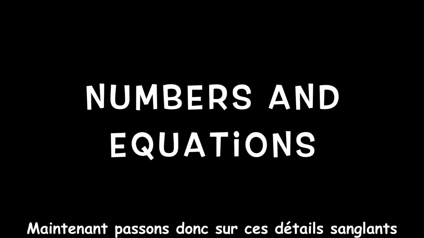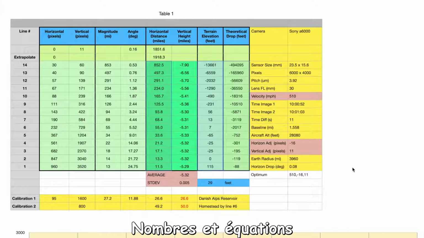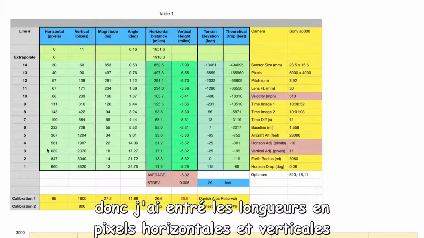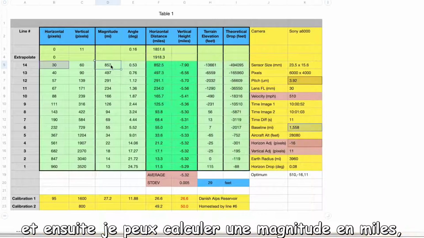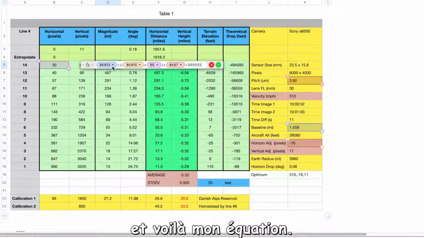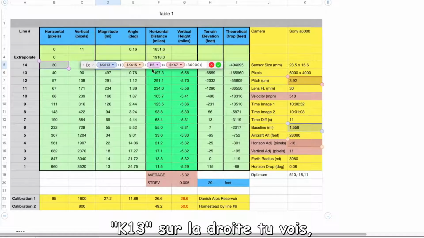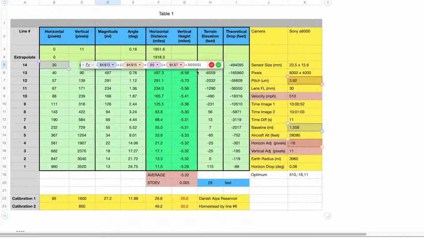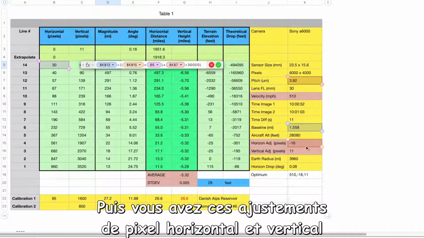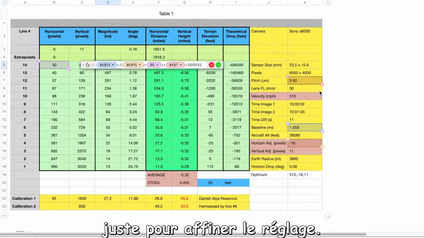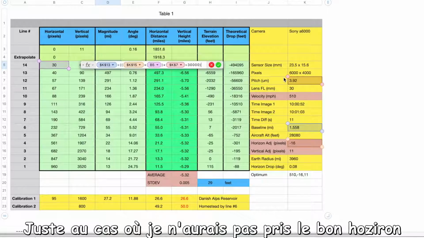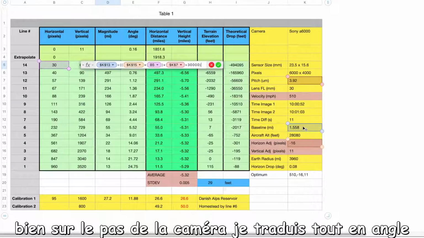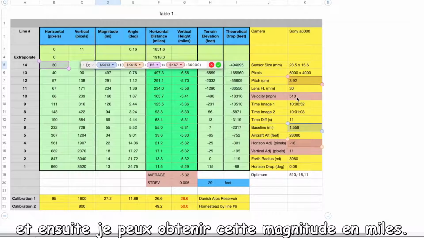Now let's have a look at those gory details, numbers and equations. So here's my spreadsheet. So I've entered the horizontal and the vertical pixels there, and then I can calculate a magnitude in miles, and there's my equation. K13 on the right, you know, baseline distance, that's derived from the time, and then I have these adjustments, horizontal pixel adjustment and vertical, just to fine tune, just in case I didn't pick the correct horizon. Of course, the pitch of the camera, I translate everything into an angle, and then I can get that magnitude in miles.